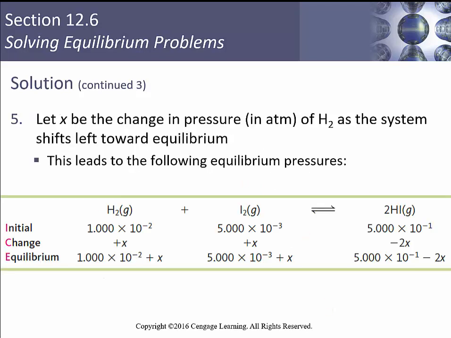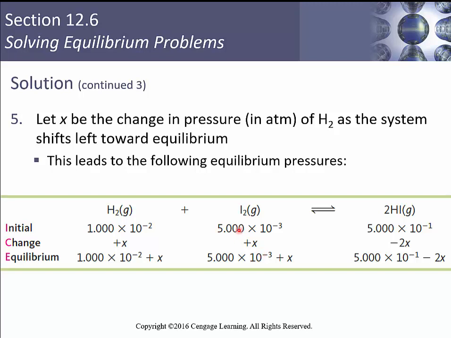So we'll set up an ICE table where we've got our balanced chemical equation up at the top. We know our initial pressures of our three species, our H2, our I2, and our hydrogen iodide. We know that we're going to put in a positive x here, and a positive x here, and a minus 2x here. So we're going to assume that it's going to take away from our product and back-form some of these reactants because it's shifting to the left.